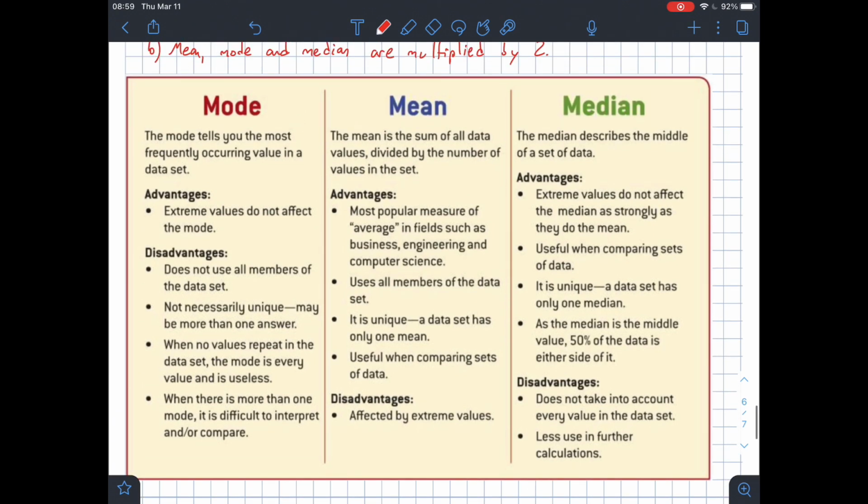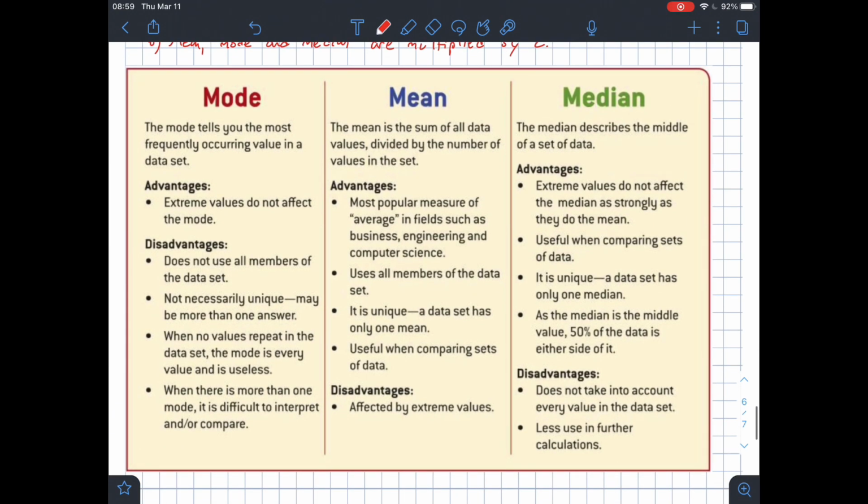So that's basically the summary of this electronic assignment that we have seen today. These are all the 3 measures of central tendency.